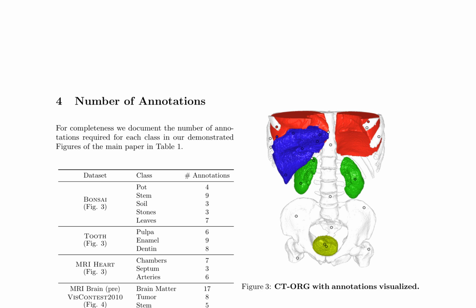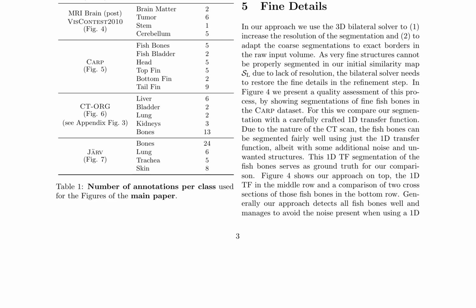This is crucial for segmenting fine structures that cannot be properly captured in the initial similarity map due to limited resolution. The bilateral solver restores fine details in the refinement step. Figure 4 presents a quality assessment of this process, comparing the author's segmentation approach with a carefully crafted 1D transfer function on the CARP dataset.